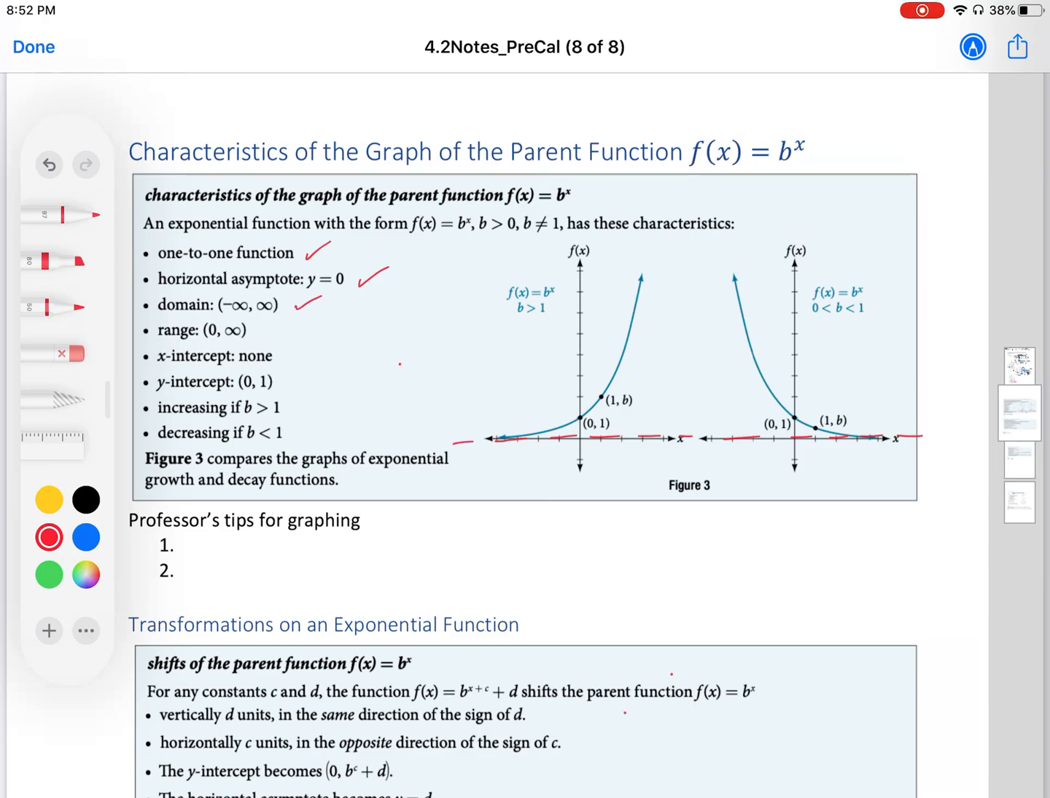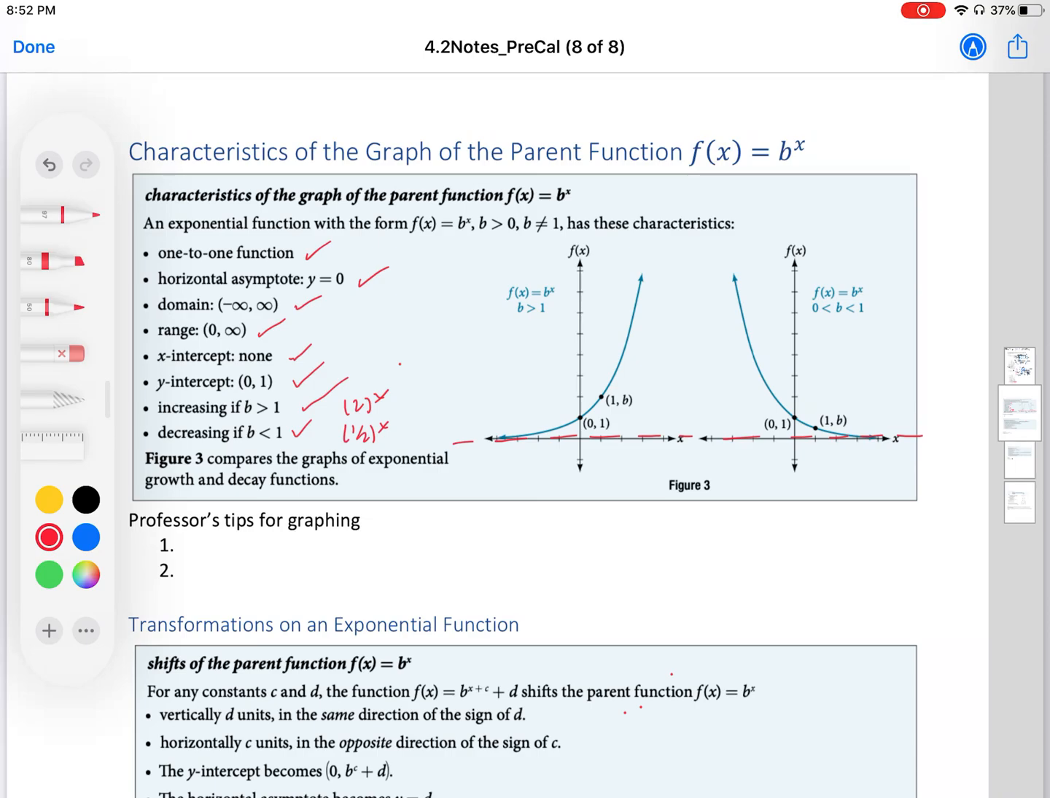Its domain is all real numbers. Its range starts at its horizontal asymptote and goes on, so in this case, 0 to infinity. It has an x-intercept of none. It doesn't cross the x-axis. It has a y-intercept of 1. If b is greater than 1, it's increasing, like 2 to the x power. If b is less than 1, it's decreasing, like 1/2 raised to the x power in our examples. And we have a picture of those two graphs in our definition.